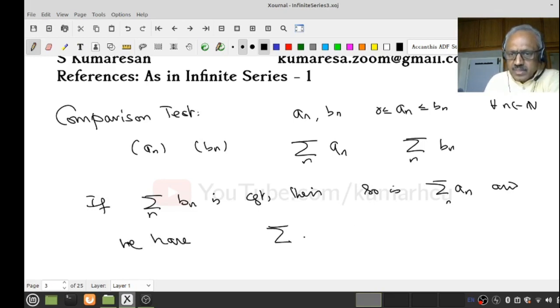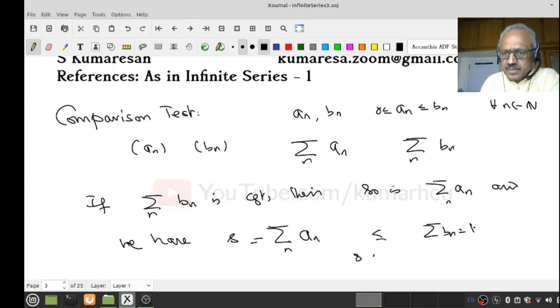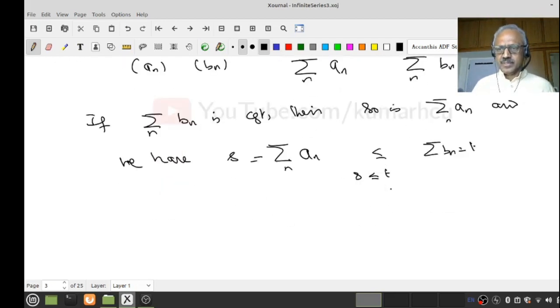Let us look at this sum. Suppose the sum of this is s, and the sum of this is t. Then we are saying s is less than or equal to t. The sum of the infinite series an is less than or equal to the sum of the infinite series summation bn. This is what we proved.